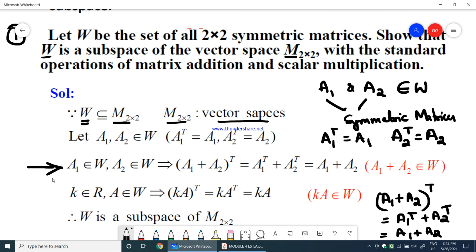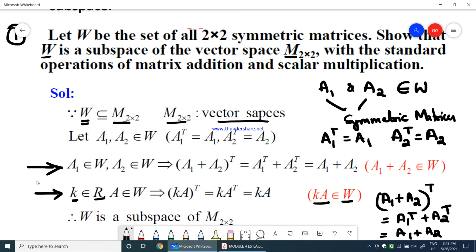Now coming to scalar multiplication, take any scalar element k, which belongs to the real numbers, and take a matrix A, which is a symmetric matrix. Multiply the scalar with A and take the transpose of that. That will be equal to the scalar multiplied by the transpose of A, and that will also be equal to the scalar multiplied by A, because A transpose equals A in a symmetric matrix. So when I take k times A, that definitely belongs to the symmetric matrices W.